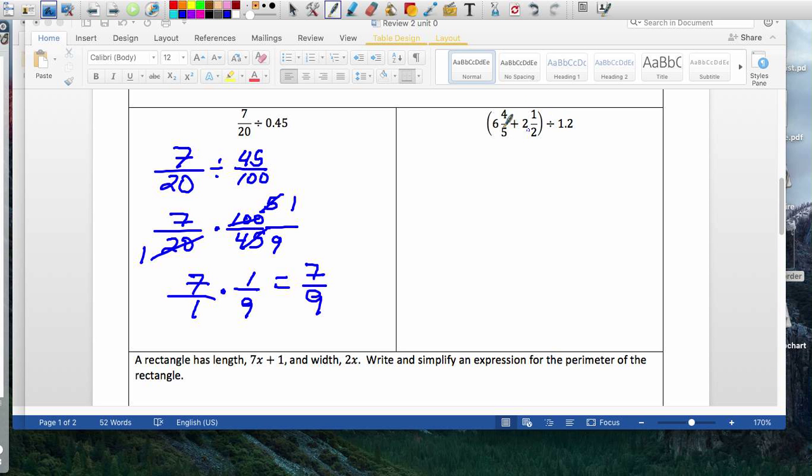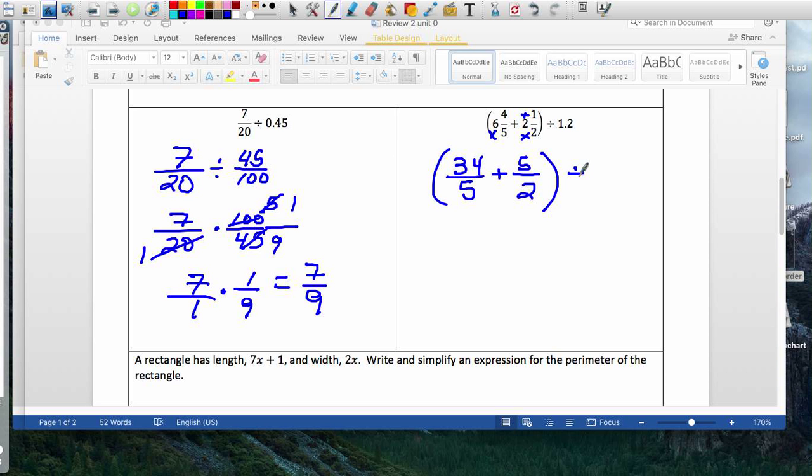Over here, again, we want to add these two, and I think it's easier if you change it to an improper fraction and then add it. You can find the LCM first and then change it. So let's just change it. 6 times 5 is 30, so it says 34 over 5 plus, 2 times 2 is 4 plus 1 is 5, 5 over 2.